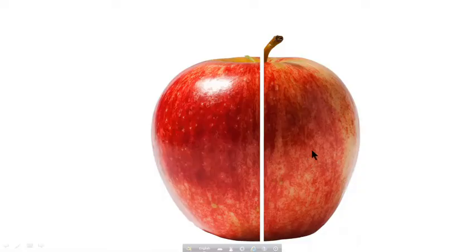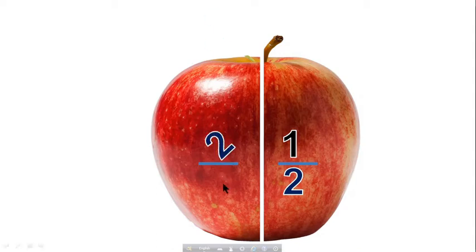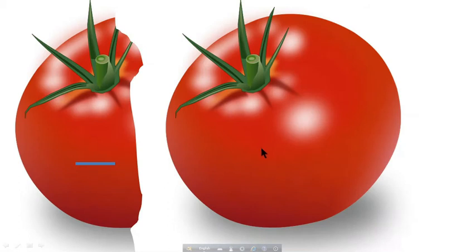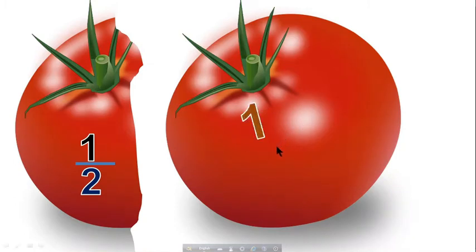In this picture, we can see an apple divided into 2 equal parts. Each part contains 1 out of 2, and this part also contains 1 out of 2, that means a half part. 2 half parts make a full part, and here we can see a full tomato and a half tomato. That means 2 out of 2, this part is 1, and it's a full tomato.